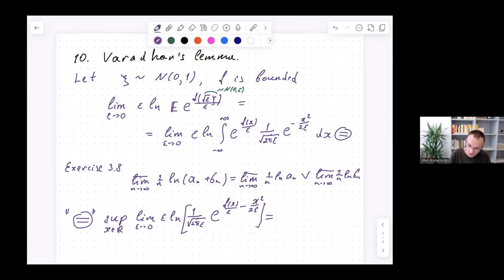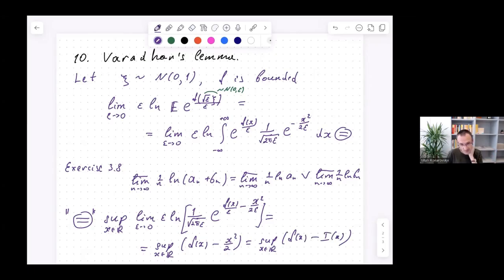Therefore, the result which you should obtain is the supremum over x in R of f of x minus x squared divided by 2. And for this particular case, for the normally distributed random variable, it is f minus the rate function, because this is the rate function for the large deviation principle for normally distributed random variables. So it is the supremum over x in R of f of x minus I of x.